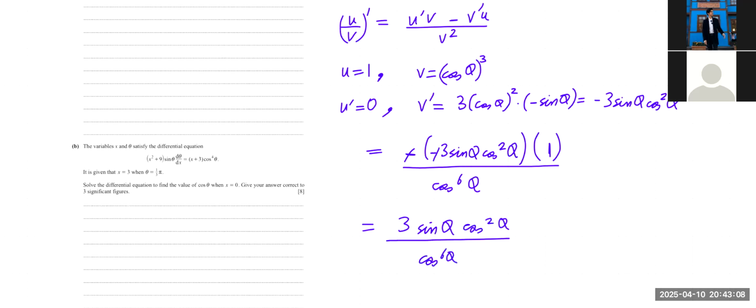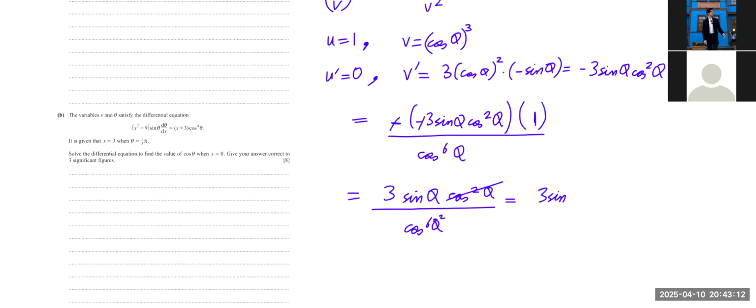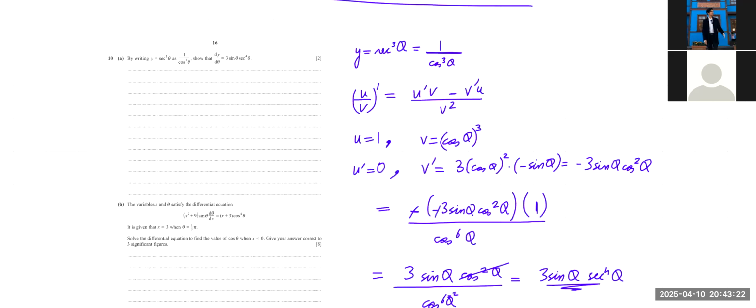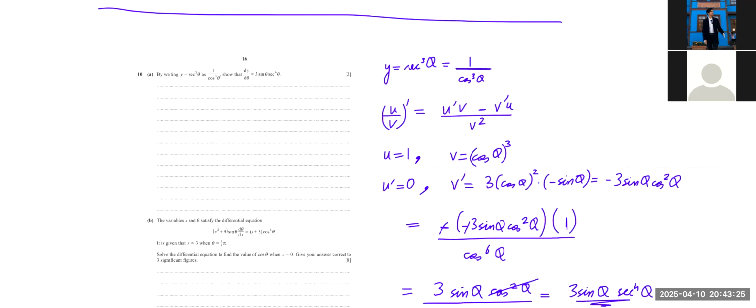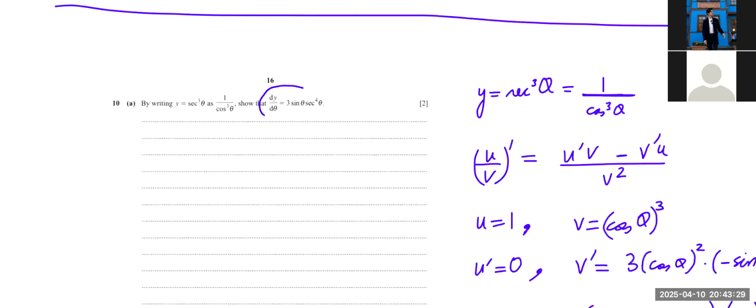If you cancel this with the 6, you get 4 powers of cosine at the bottom, don't you? Yeah. And that is secant to the power 4, because 1 over cosine 4 would be secant 4. Does that make sense? Yes. So hence proven that if I derive y using the long method of quotient rule, I will get this. Okay. Make sense? That's 2 points.